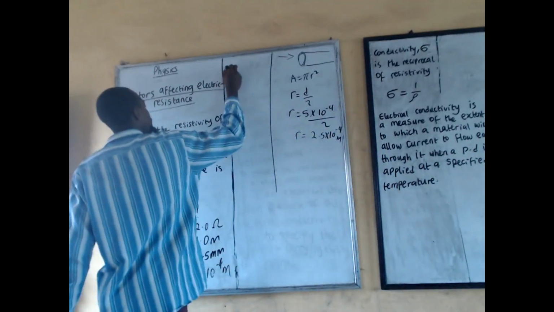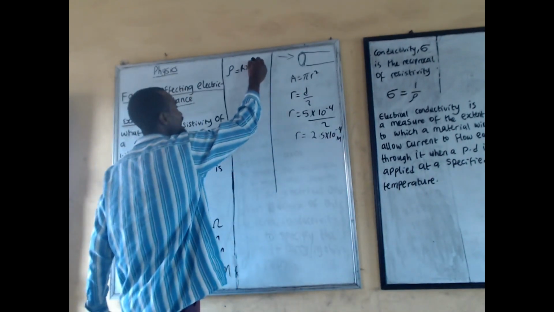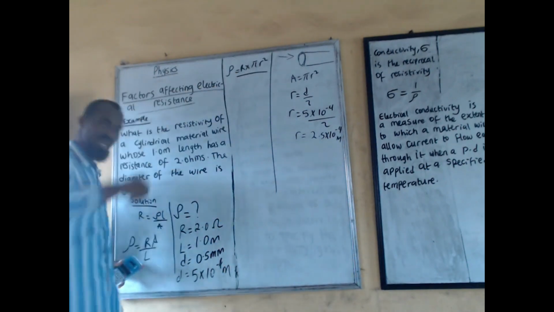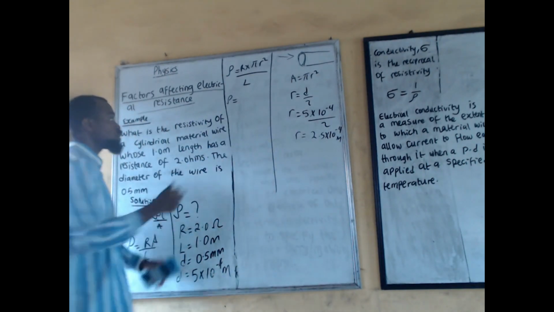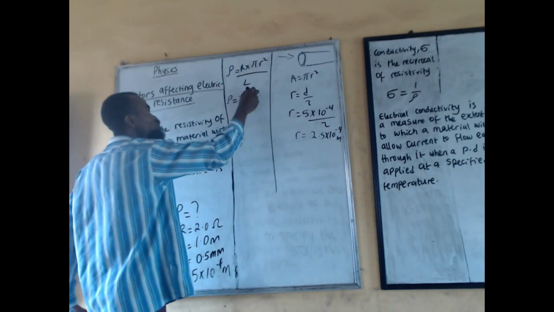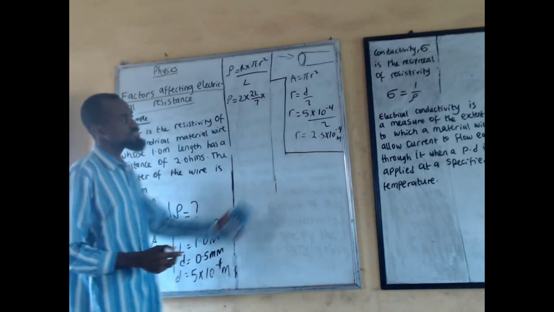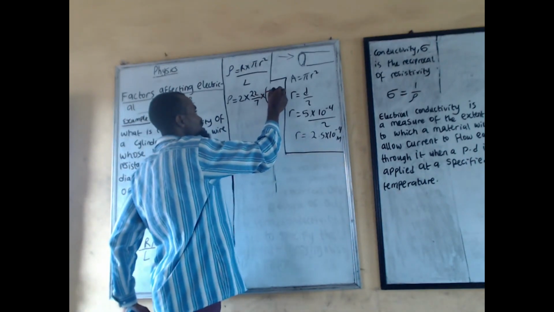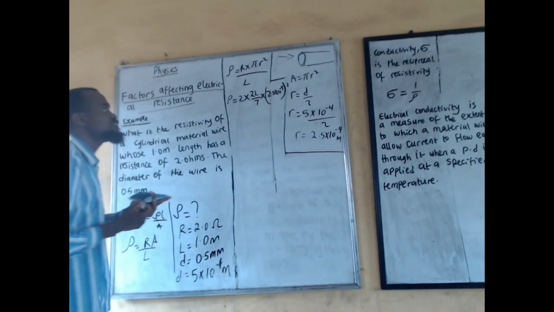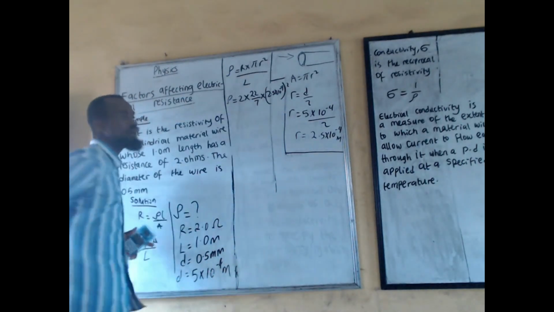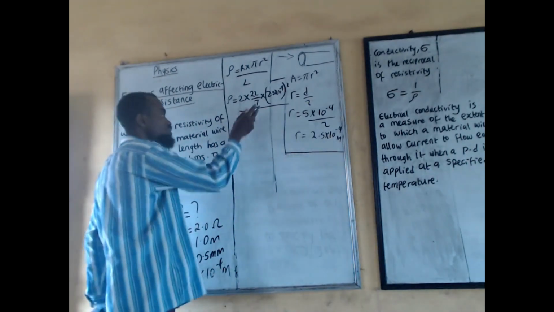Now rho equals R times A, and we write the formula for area, pi r squared, over the length. Rho now equals R, the resistance of the wire, which was given as 2, and pi is 22 over 7, times r squared, which is 2.5 times 10 raised to the power minus 4, squared, giving 6.25 times 10 to the power minus 8, over the length, which is 1.